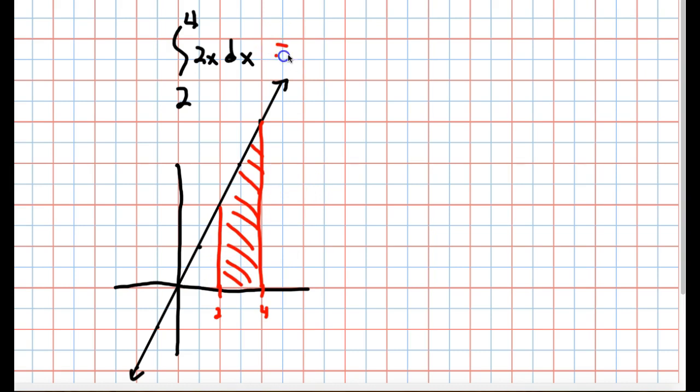So area of a trapezoid is the height. So the difference between these two x values, which is 2, times the average of the two bases. So my two bases would be 4 and 8. So times 4 plus 8 over 2. So that will get me an area of 12. All right.